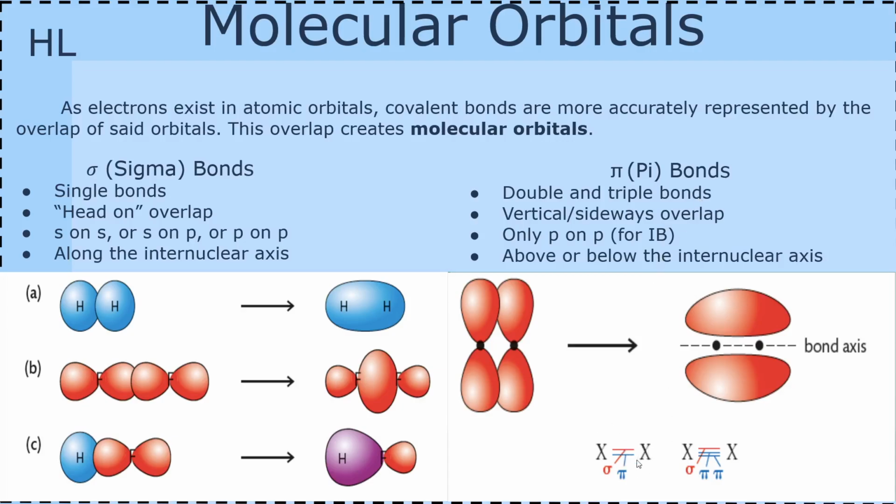So here we have a double bond where you have the sigma and the pi bond represented together, and a triple bond where you have the sigma and the two pi bonds represented together. However, individually, pi bonds will be weaker than sigma bonds because they're not along the nuclear axis.